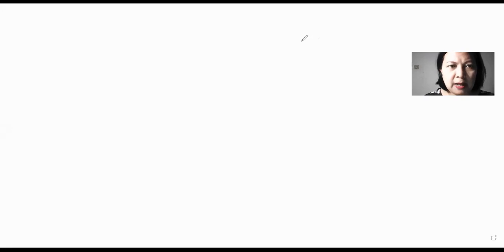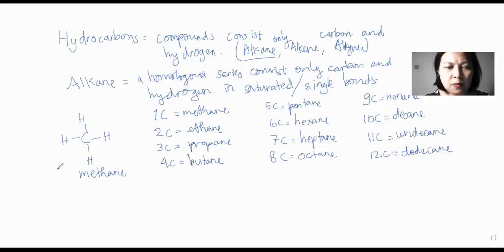So let's talk about alkane first. Alkane is included in a homologous family that is classified into hydrocarbons. What is the general formula of hydrocarbons? The general formula is CnH2n+2. So what does it mean?